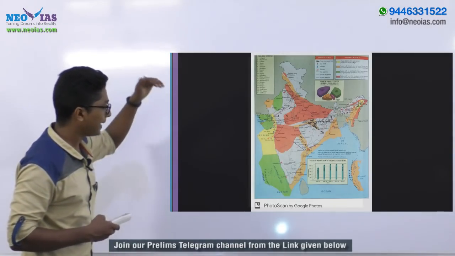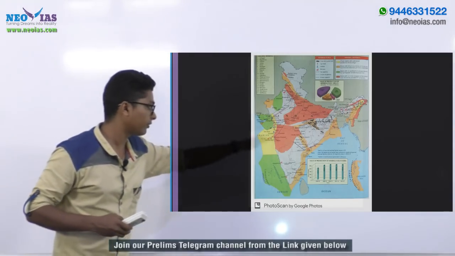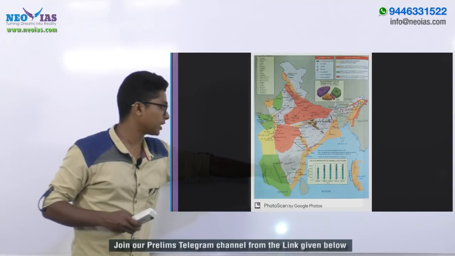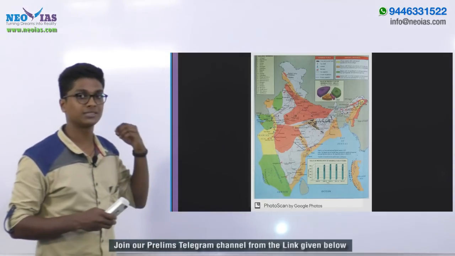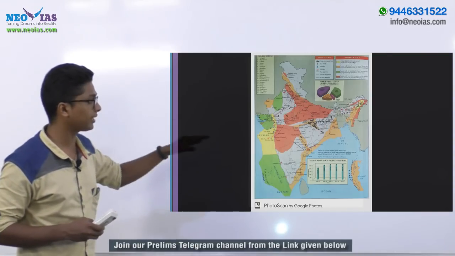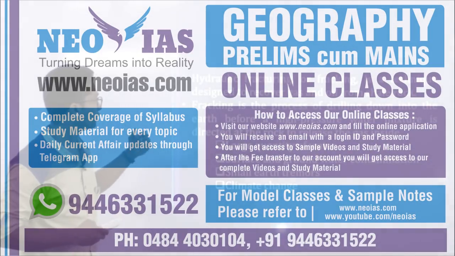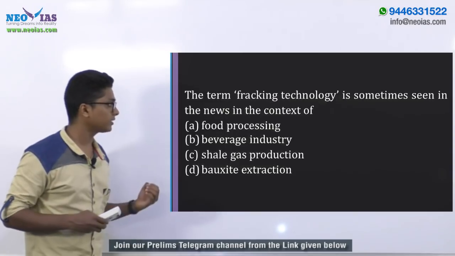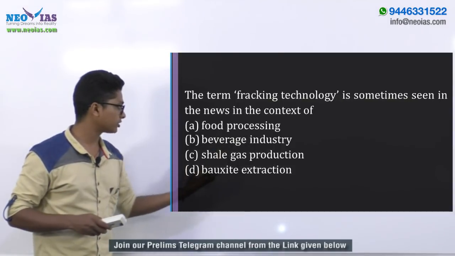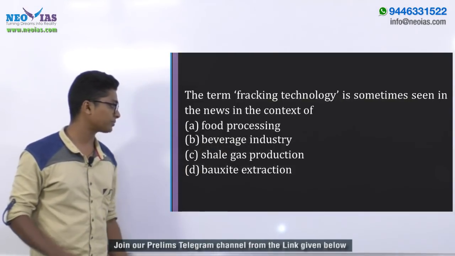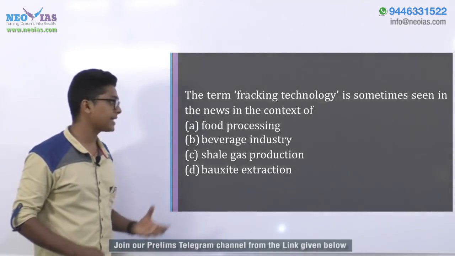So the important basins where shale oil and gas reserve is found are the Krishna Godavari basin, the Kaveri basin, and Cambay basin. In the 2016 prelims examination, these three regions were asked. So remember those regions. Now let's go back to the question. The term fracking technology is sometimes seen in the news in the context of: the food processing, beverage industry, shale gas production, bauxite extraction. Clearly the answer is C, which is shale gas production.